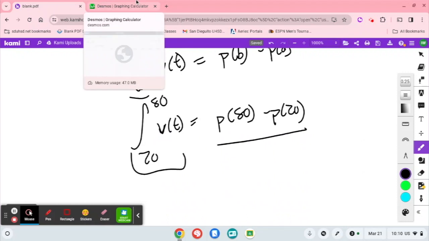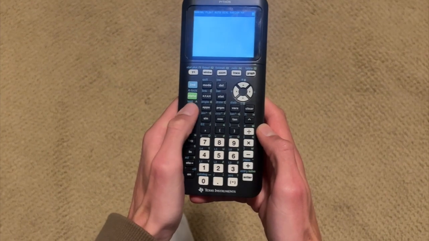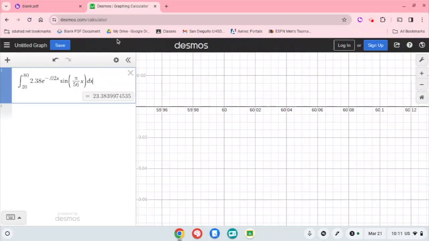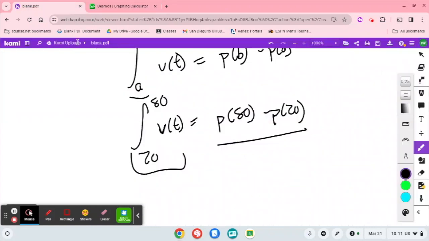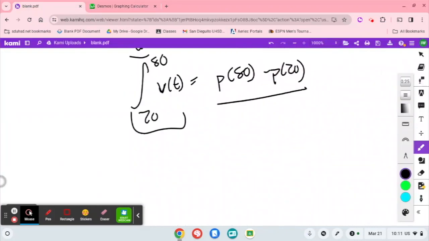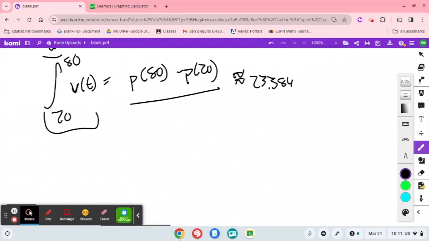So what you guys can do to solve it is go into your calculator, press math 9, and then type in the bounds, and then type in the function. And I already wrote it out right here, but that's going to give us 23.3839. So we can say that that is equal to about 23.384 meters.